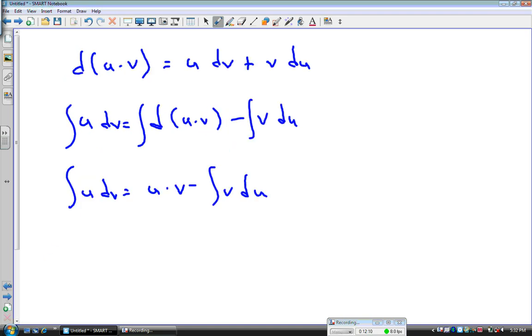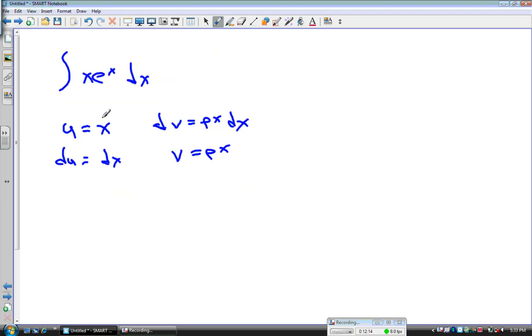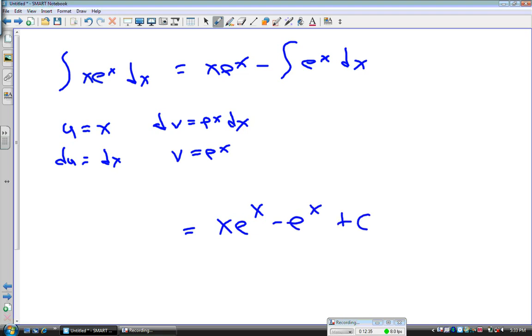So what's the rule? Well, it says the answer is u times v minus the integral of v du. Okay? U times v, there it is, x e to the x minus the integral of v du, e to the x dx. And that's pretty easy because we just did this antiderivative, didn't we? So the final answer is x e to the x minus e to the x plus c. And that's it. So that wasn't a u sub, and that wasn't a basic integral, so that's all she wrote.